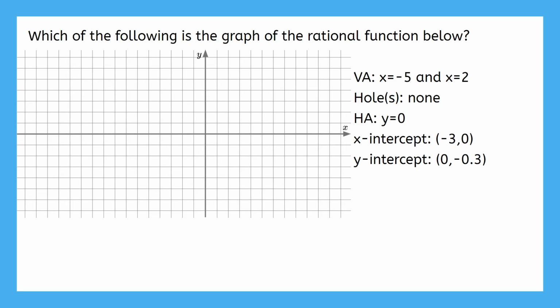Let's get those vertical asymptotes on there at -5 and 2. Then we can sketch our horizontal asymptote at y equals 0. The x-intercept is at -3, and the y-intercept is at negative 0.3. That's all the information we have. This looks a little tougher to sketch. I'm unsure whether to sketch above or below the horizontal asymptote here, so we'll have to find a point on the graph to know for sure.